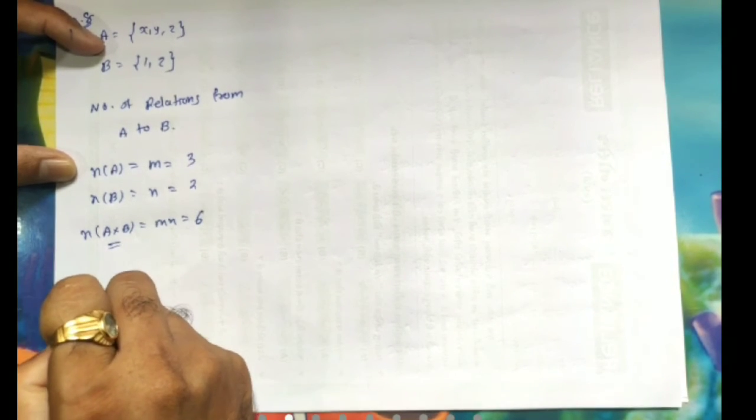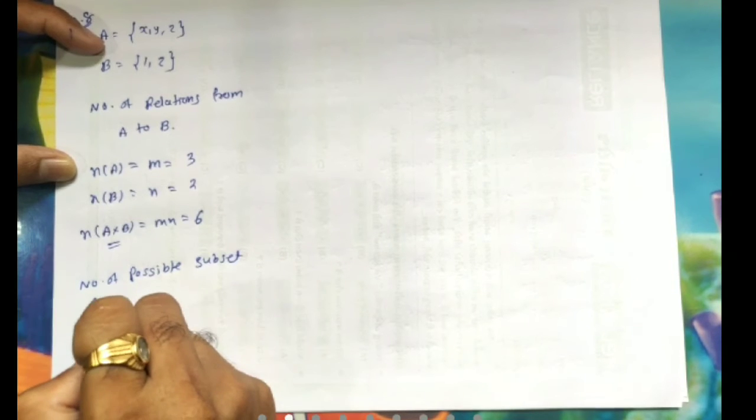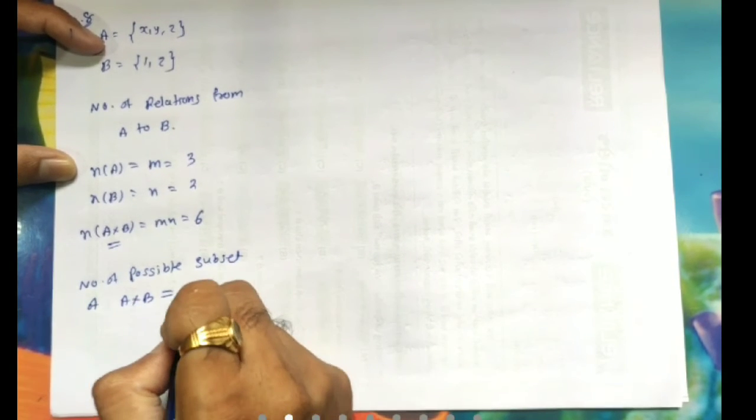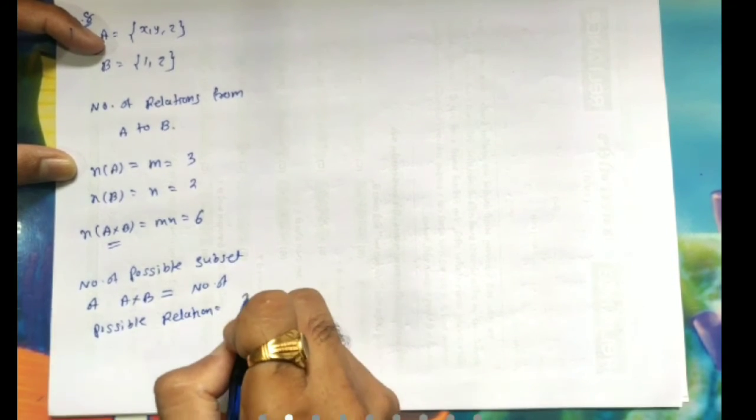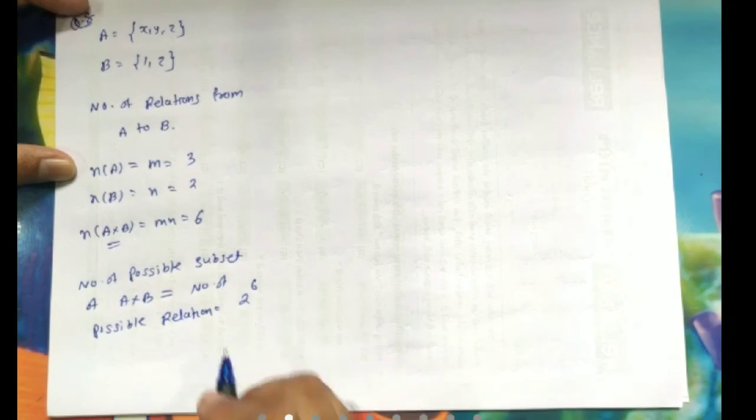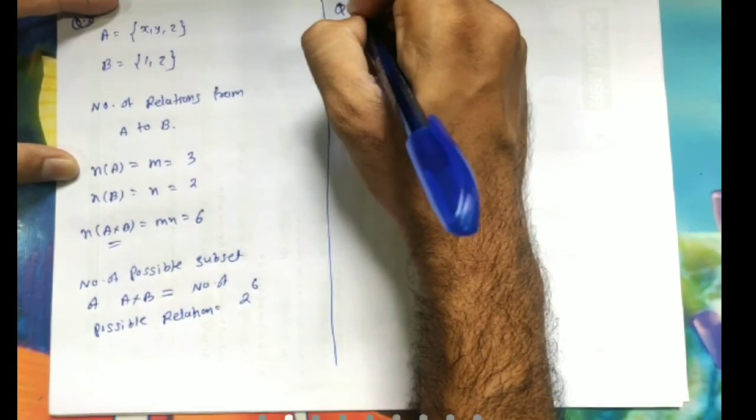So what is a relation? A relation is a subset of the Cartesian cross product. So the number of possible subsets of A cross B is nothing but the number of possible relations. That will be equal to 2 raised to 6. Whatever 2 raised to 6 comes out to be will be your answer. Find it and give the answer. Question number 9, the last question.